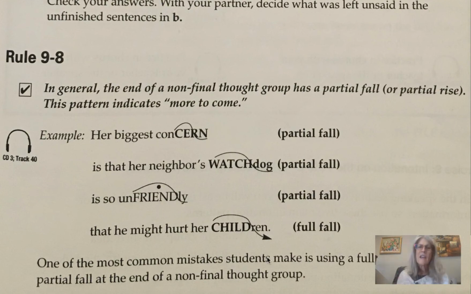Okay, rule 9-8. It says, in general, the end of a non-final thought group has a partial fall or a partial rise. It really just depends on the speaker. They're just going to vary it just a little bit to let you know I'm still speaking. Okay? So, we have here, her biggest concern, I'm still talking, is that her neighbor's watchdog is so unfriendly. Final thought group, final fall. Okay?